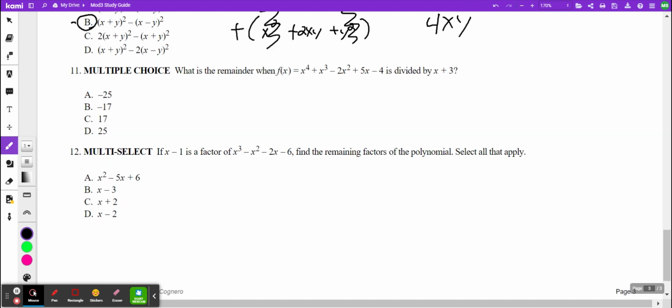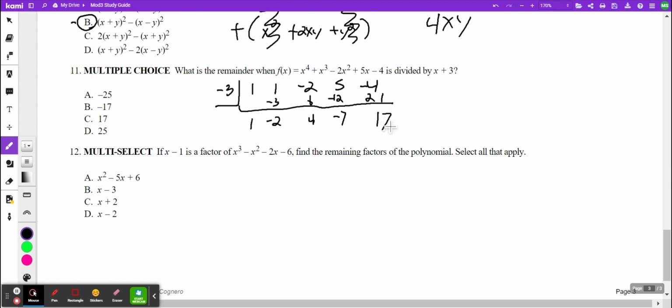What is the remainder when it's divided? Well, I like synthetic division, so I'm going to do negative 3. I'm going to plug this in. It's going to go into this right here. So I'm going to write it out. I have 1, negative 2, 5, and negative 4. So I'm going to bring it down and then multiply. Bring down the 1, multiply, negative 3. Bring down the negative 2, multiply. Bring down the 4, multiply. Bring down the negative 7, and multiply. And bring down the 17. Here's your remainder. That's it.